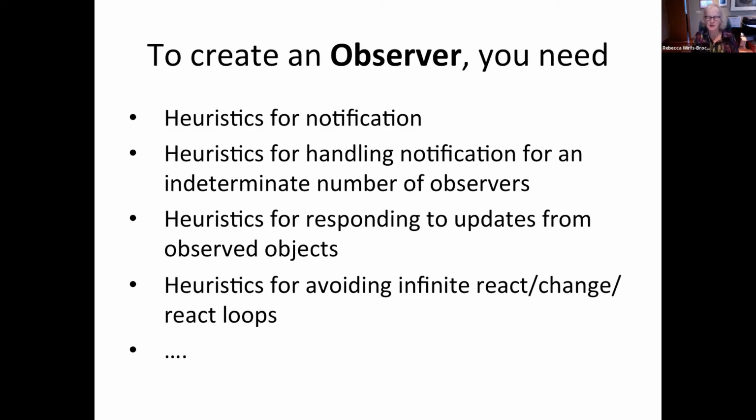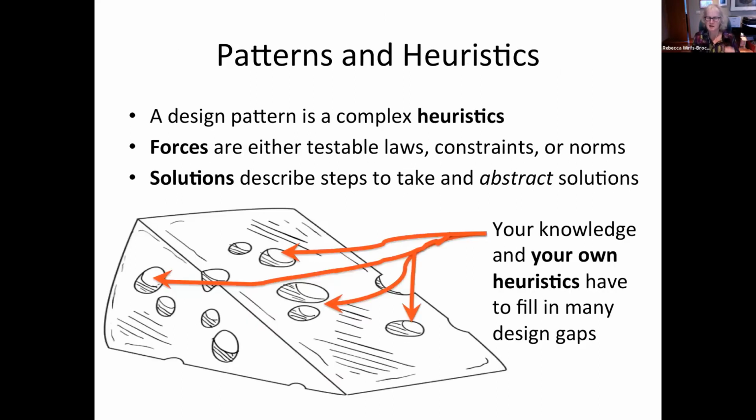So the point is, any pattern you have is incomplete, even though it might be a complex heuristic. And the forces that drive you to choose one particular pattern or a particular way of designing it are either testable laws, like we have to observe the laws of physics when we're near the speed of light, constraints on how we have to do things, or actually accepted design norms. This is the way we should do logging here.